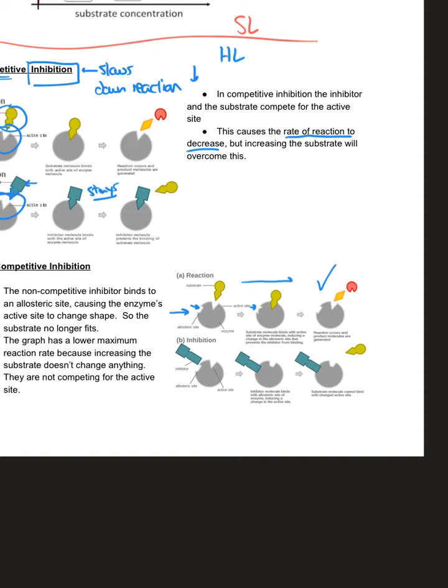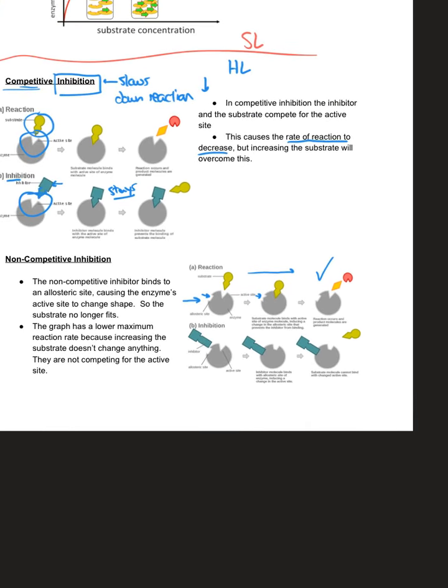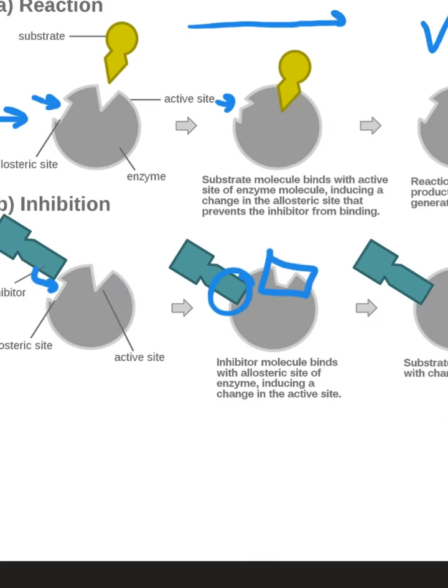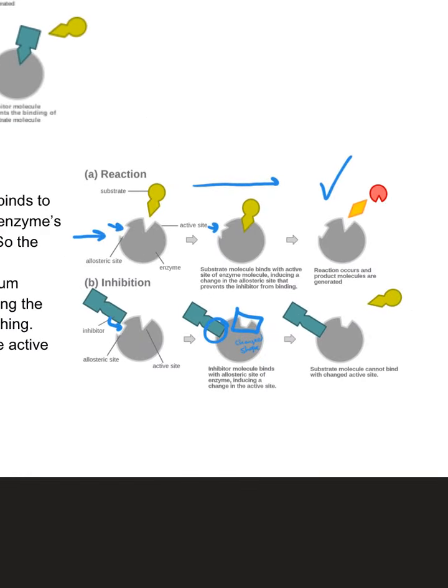But what can happen with a non-competitive inhibition is it actually binds at the allosteric site. But notice when it bound here, the enzyme, the active site changed shape. Okay, so the active site changed its shape. So what happens now is the substrate no longer fits. Okay, it no longer matches up, and that's because of the allosteric site being blocked with the inhibitor.